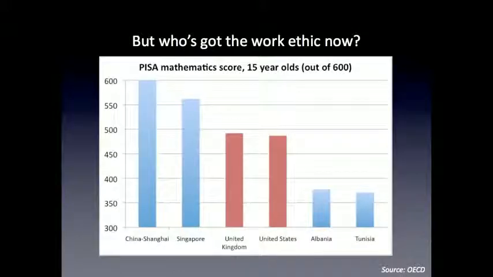Who's got the work ethic now? Take a look at mathematical attainment by 15-year-olds. At the top of the international league table, according to the latest PISA study, is the Shanghai district of China. The gap between Shanghai and the United Kingdom and the United States is as big as the gap between the UK and the US and Albania and Tunisia.